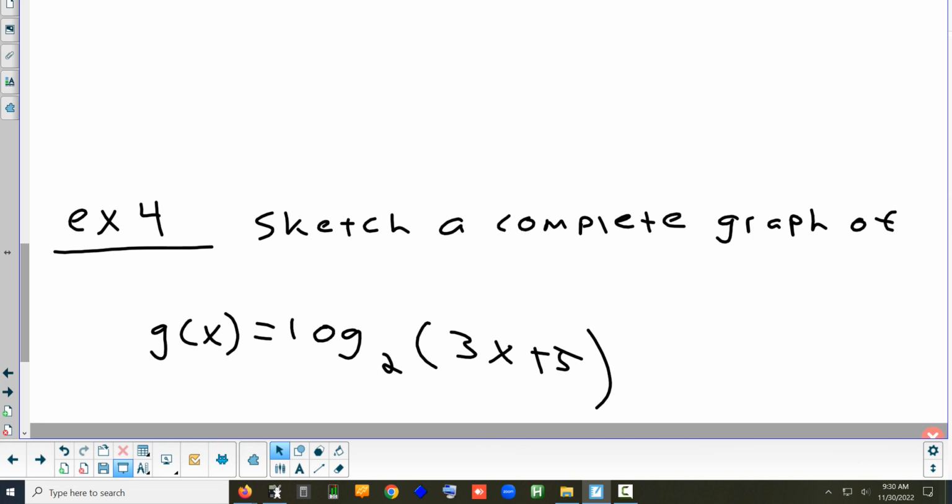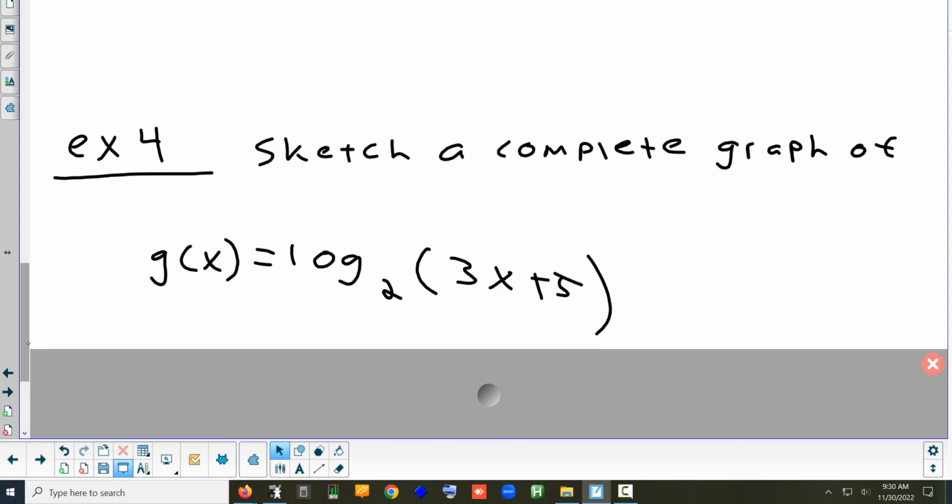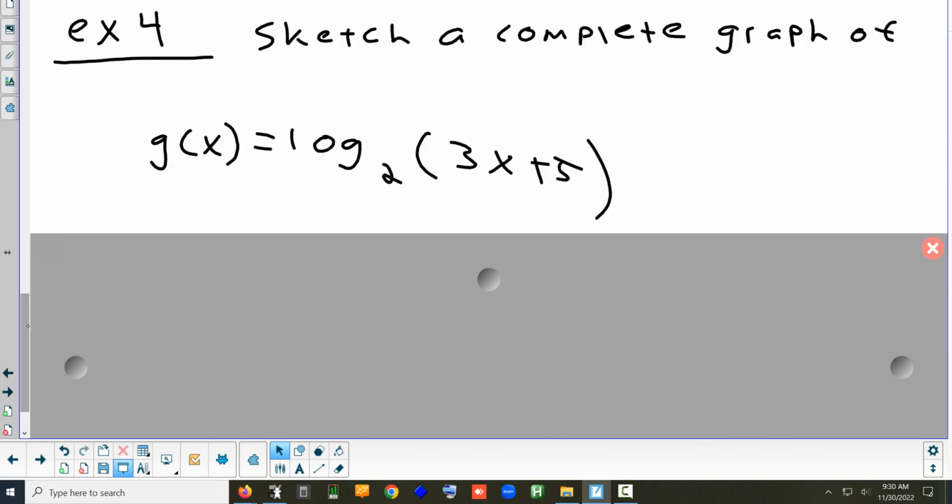So let's see if we can graph. First thing I want to ask is kind of a general question. Are the 3 and the 5 going to have an effect on the vertical asymptote, or no? Yes, they're inside. Anything that's inside the parentheses will affect the asymptote. In fact, in this problem, there's nothing outside. It's all inside.